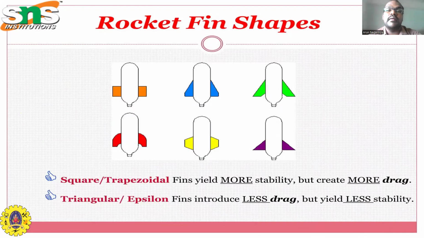The drag is based on the rocket fin shape. Here we are using different types of shapes like square, trapezoidal, triangular, and epsilon. These are all different types of fins, used to increase or reduce the drag. If I use the square and trapezoidal shapes, this type of rocket creates more drag. If I use the triangular and epsilon fins, it can reduce the drag.